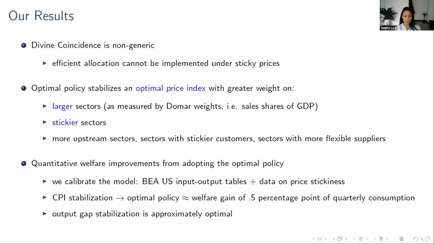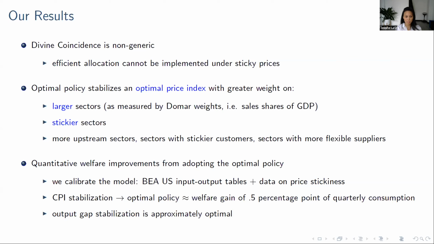Okay, so what are our results? The first part of our paper shows that the divine coincidence type of result is non-generic. That's basically saying that when you have this multi-sector economy, you cannot implement the efficient allocations generically under sticky prices. So that's a negative result. We then turn to, well, what is the best one could do? So we turn to solving the optimal monetary policy.